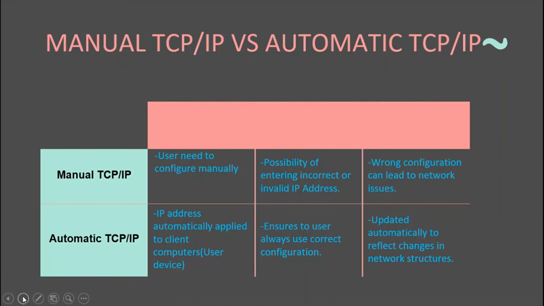Manual TCP/IP versus automatic TCP/IP. Here is the difference. Manual TCP/IP: the user needs to configure manually. There is a possibility of entering an incorrect or invalid IP address. Wrong configuration can lead to network issues.